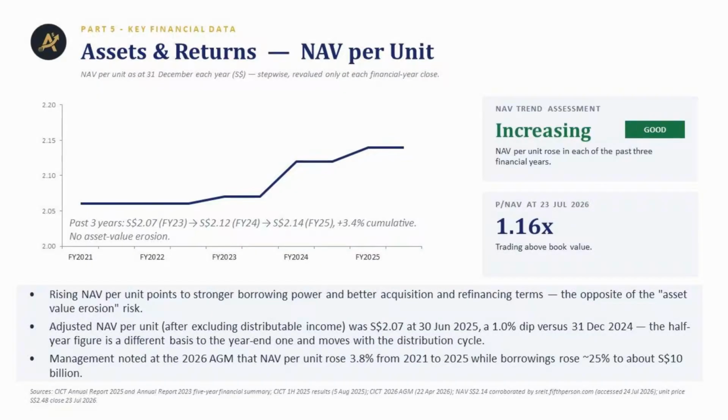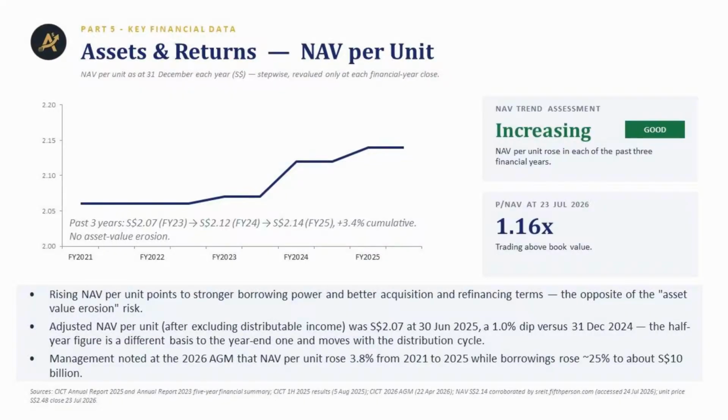Okay, and looking at the public market valuation of that NAV, the slide points out the price-to-NAV ratio of 1.16x as of July 23, 2026. This is based on a unit price of S$2.48, so the units are trading at a premium to book value. A 16% premium, yes. Which is a structural advantage. Issuing new equity at S$2.48 to purchase underlying assets valued at S$2.14 is mathematically accretive to the existing unitholder NAV.